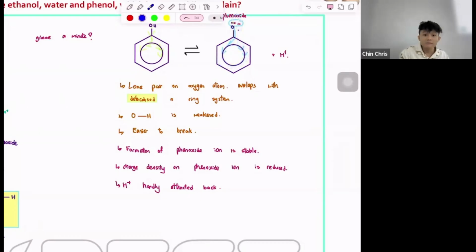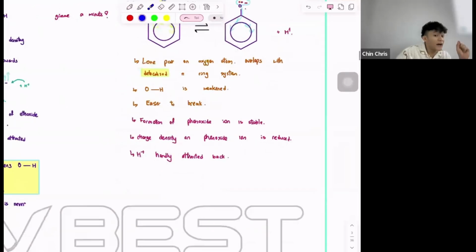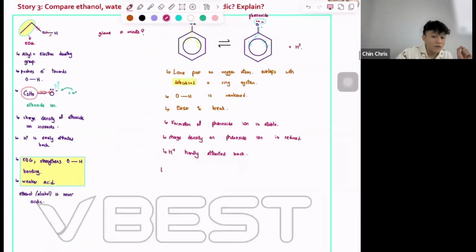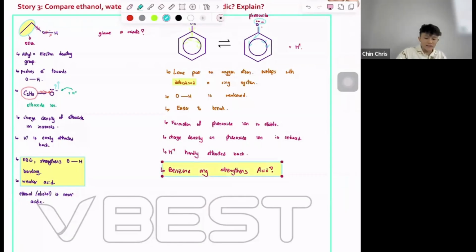So guys, remember, right now, whenever you see a benzene ring, it will strengthen an acid. So remember, a benzene ring will always strengthen an acid. An EDG will weaken an acid, but benzene ring will strengthen an acid.